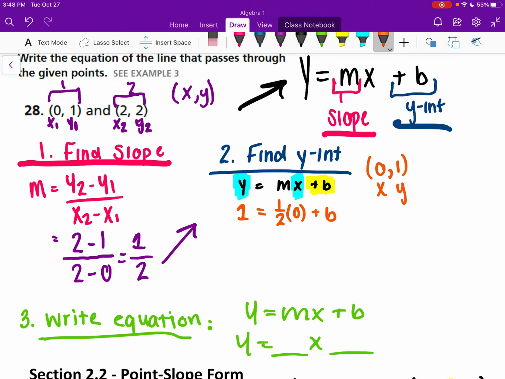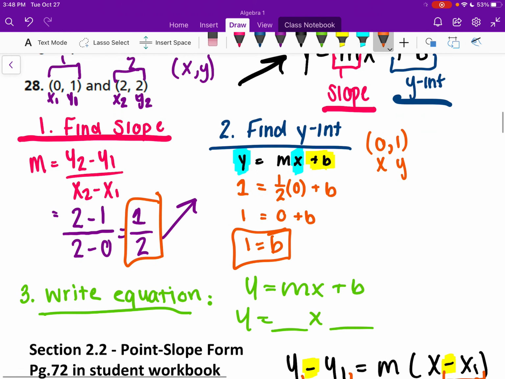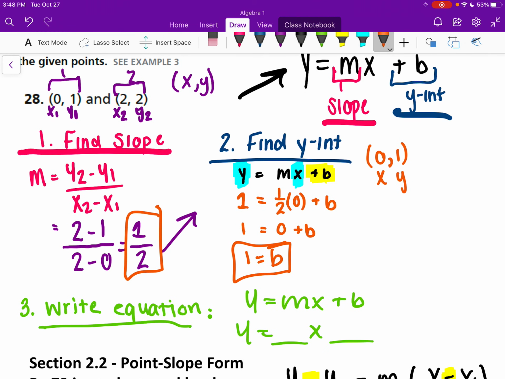I can do 1/2 times 0, which is just 0. So that's 1 equals 0 plus b. So that's just 1 equals b. Now I know my b value, I know my slope, I can fill in my blanks. y equals mx plus b is y equals 1/2 x plus 1.